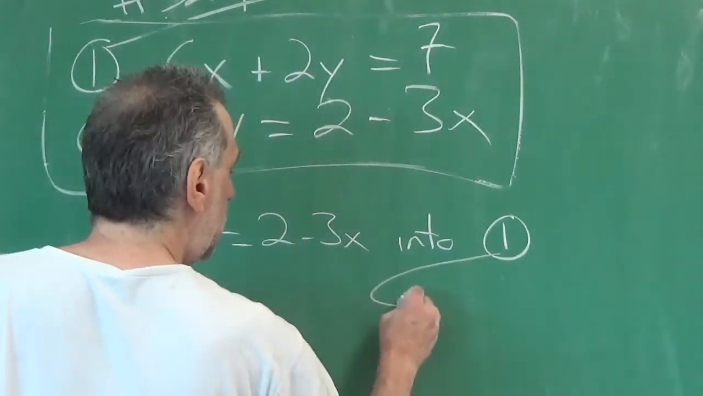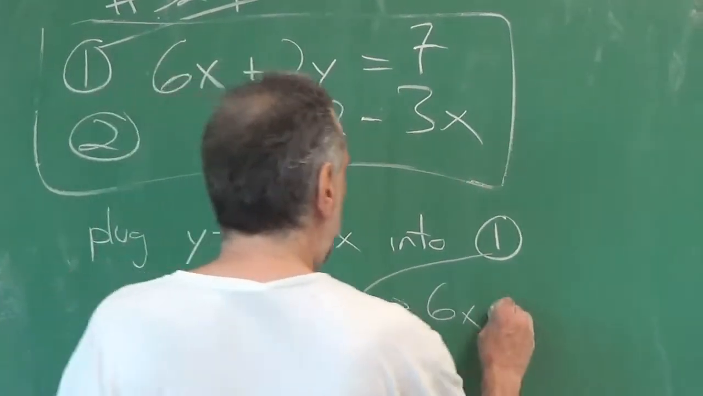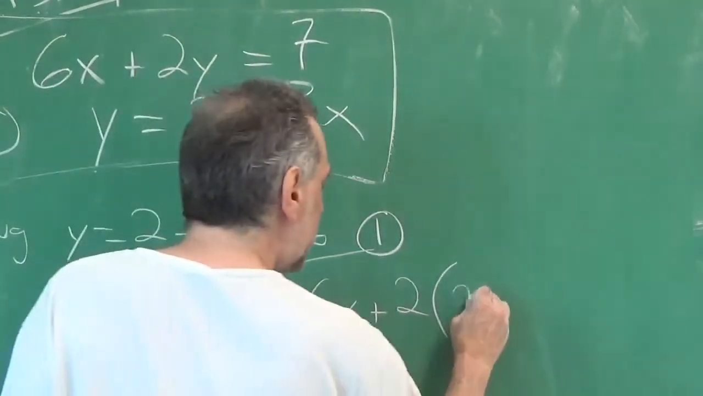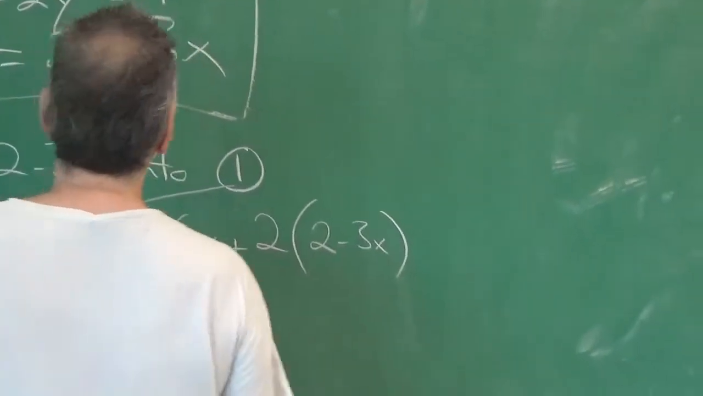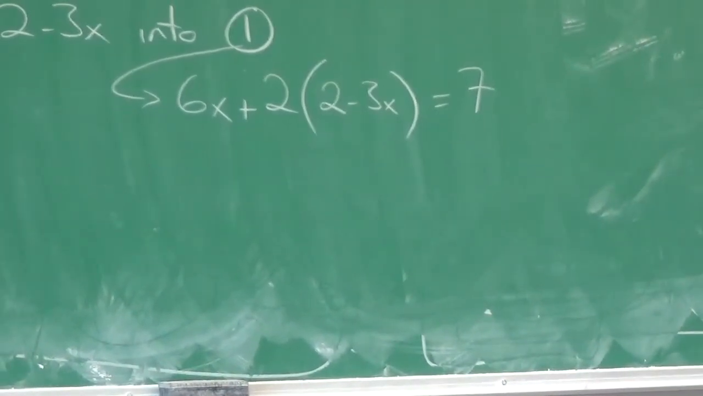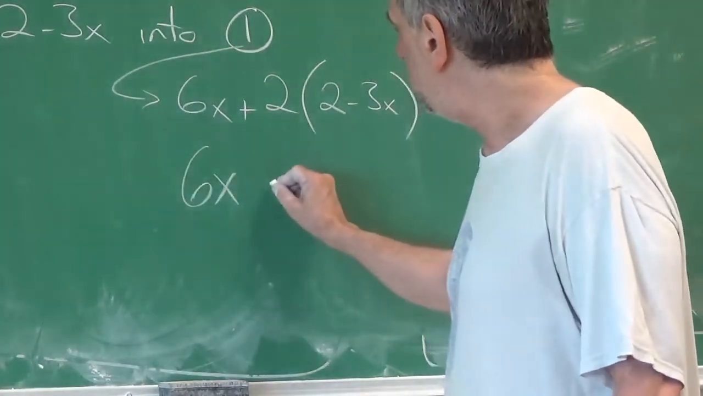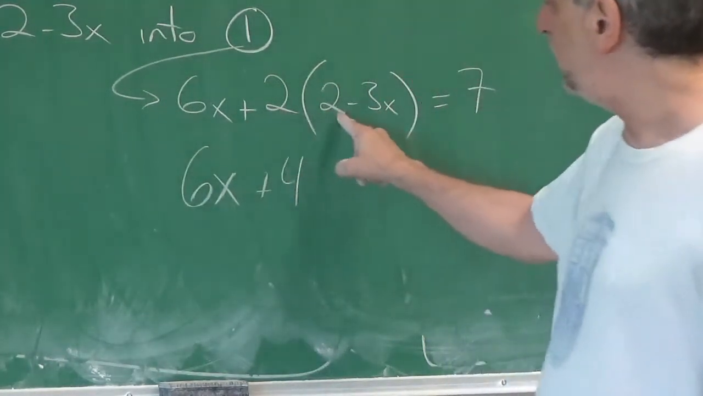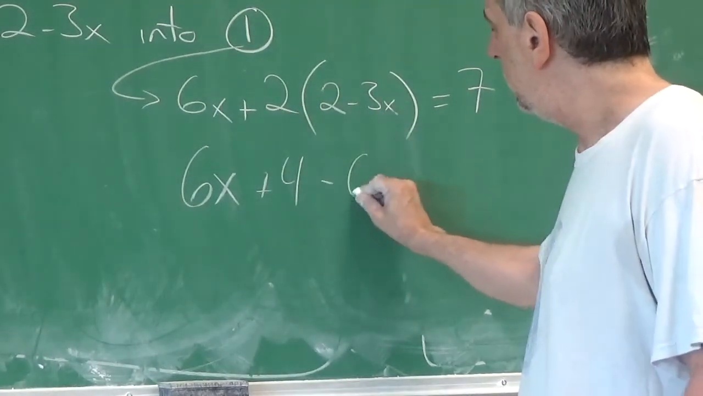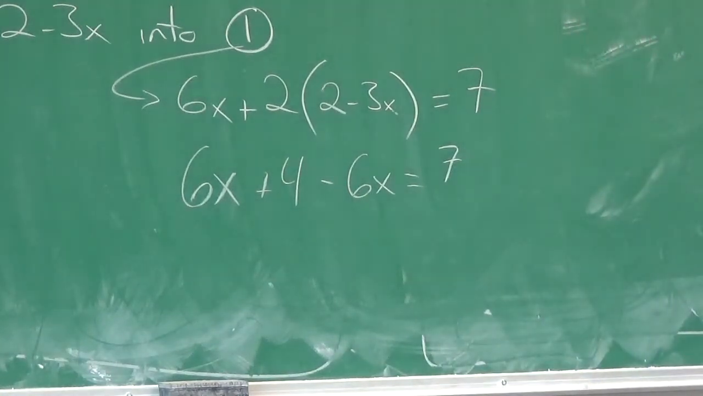So here we get 6x plus 2y, and the y now is 2 minus 3x. And we know that that equals 7. Okay, so now we try to solve this just like we did in the previous example. And we get 6x plus 4, right, 2 times 2, minus 6x.